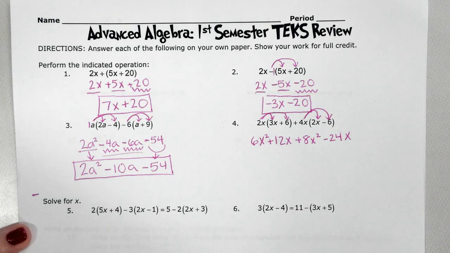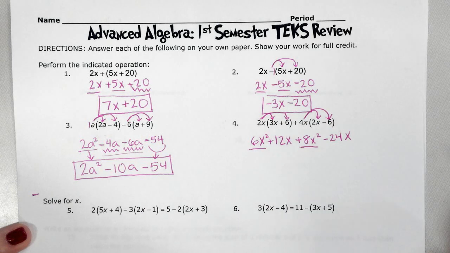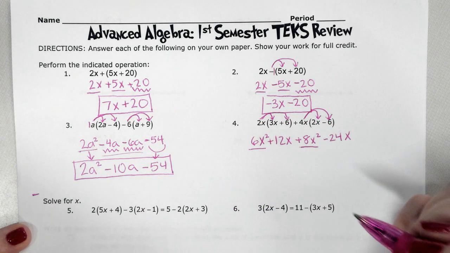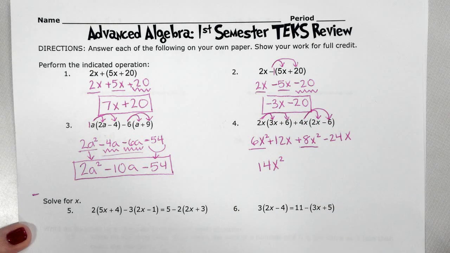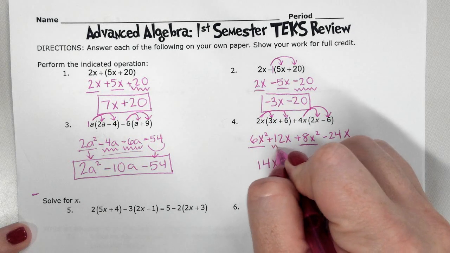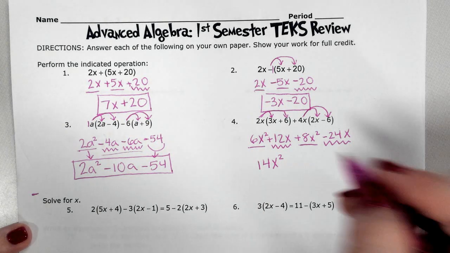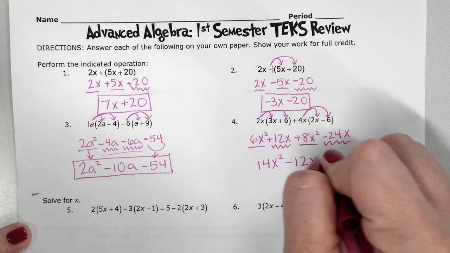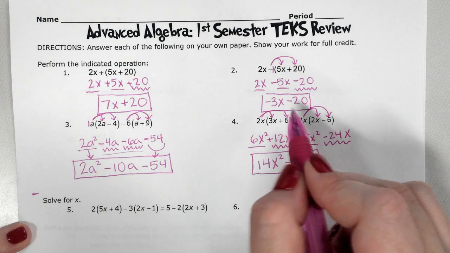Okay, and I have a 6x squared, and then I have another x squared right here, so those are like terms. So 6 plus 8 is 14, so I have 14x squared. Now remember, when I'm adding or subtracting, my exponents do not change. Only when I'm multiplying or dividing do they change. And then I have this 12x. This also has an x, so these are like terms. 12 minus 24 is going to be negative 12x. And then remember, you can check all 4 of these in your calculator.